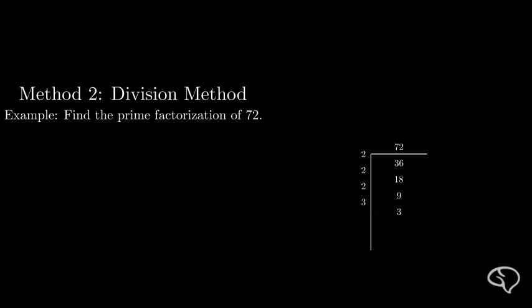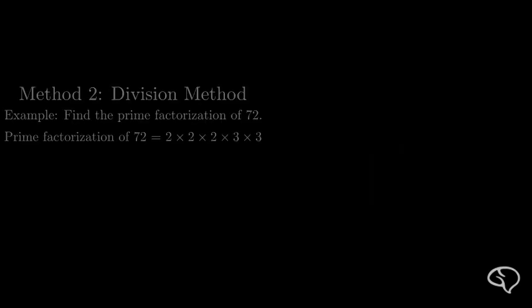Finally, we have 3. Can 3 be divided by 3? Yes. We write 3 outside and 1 underneath 3. We stop when we reach 1. The prime factorization of 72 is the product of all the prime numbers on the outside of the bracket. In this case, it's 2 times 2 times 2 times 3 times 3.